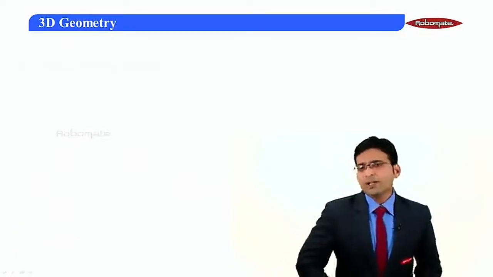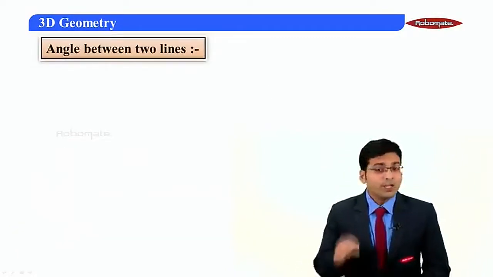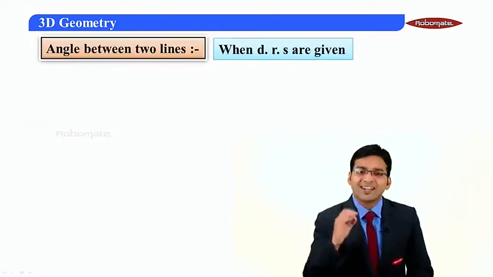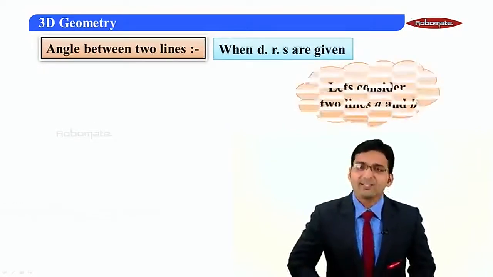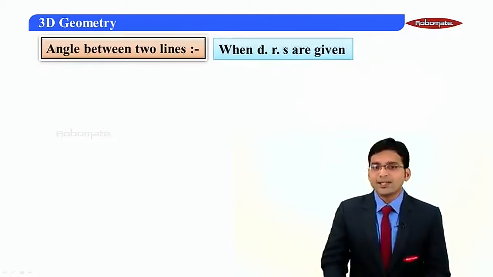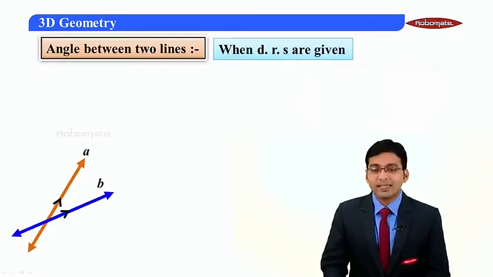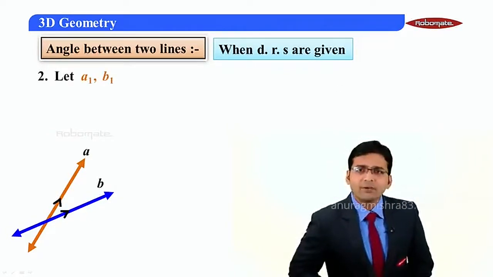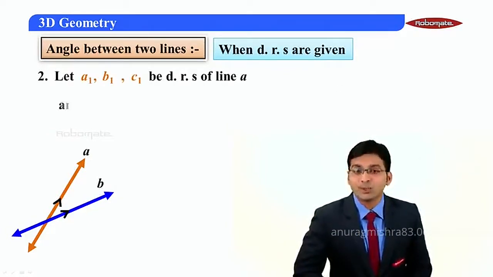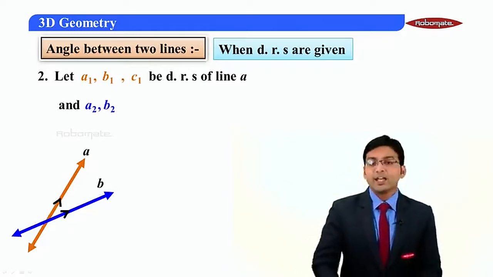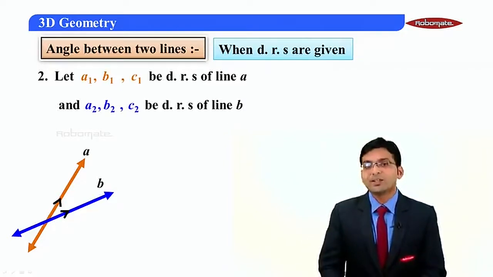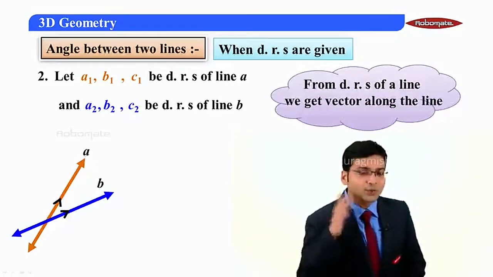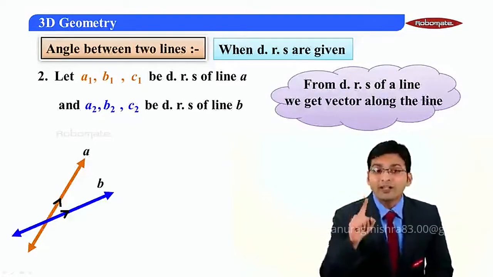Right? Now let us consider another scenario. We need to find the angle between two lines, but this time we have direction ratios of the lines. Okay, let us proceed. Let's consider two lines A and B. So here we have a line A and line B. Now let A1, B1, C1 be direction ratios of the first line and A2, B2, C2 be direction ratios of the second line. So students, once we have direction ratios of a line, we get a vector along that line.